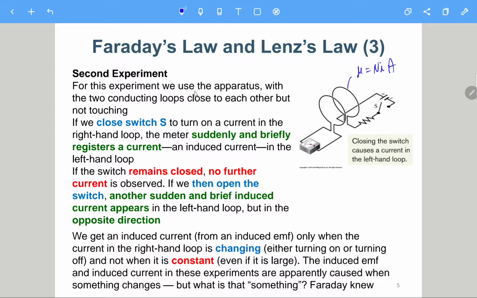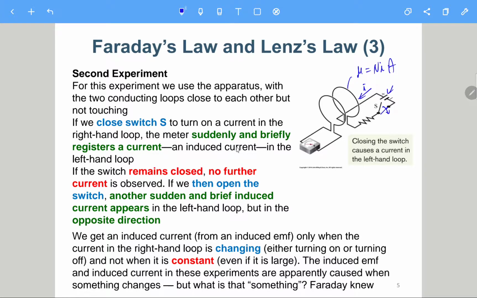Okay, so for this experiment, we use the apparatus, which means the equipment, with two conducting loops close to each other but not touching. If we close switch S, close means connect these two points, we turn on a current in the right hand loop. Then this is the positive side, so the current will go in this direction.